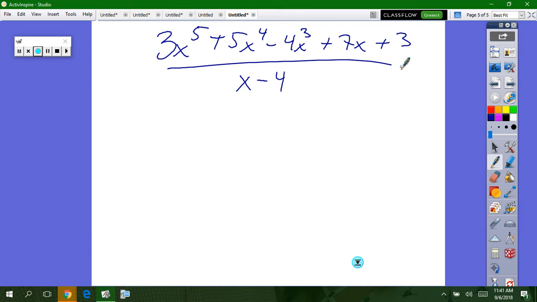Okay, here we go. What's our coefficient? 3, 5, negative 4. We still have to have the x squared, so we put a placeholder.